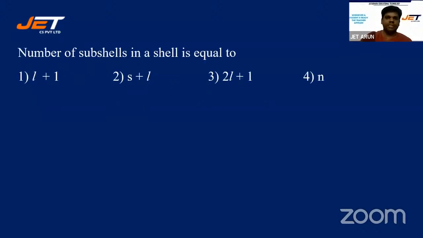Number of subshells in a shell is equal to l plus 1, s plus 1, 2l plus 1, n. Number of subshells in a shell. Observation of the confusion. Bhavna says 3. Bhavna, what's your answer? You give me two numbers. 3, 4, 3, 4, and 3, 3. Saivardhan says 3.